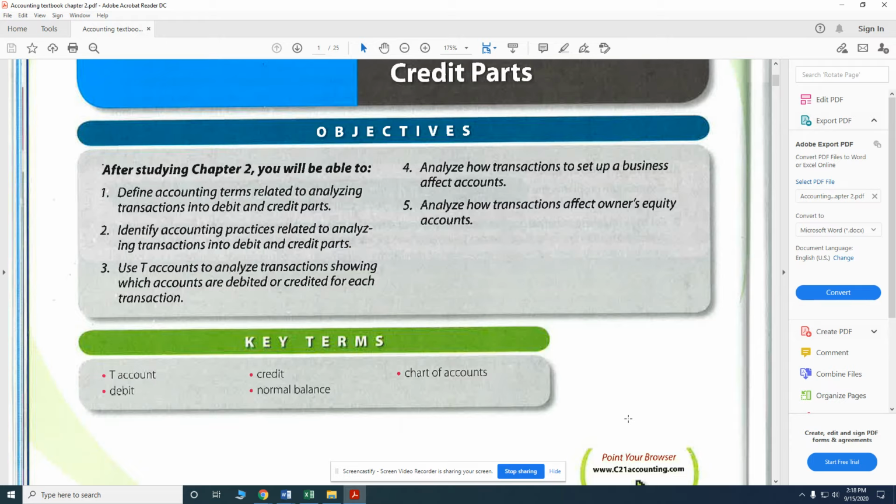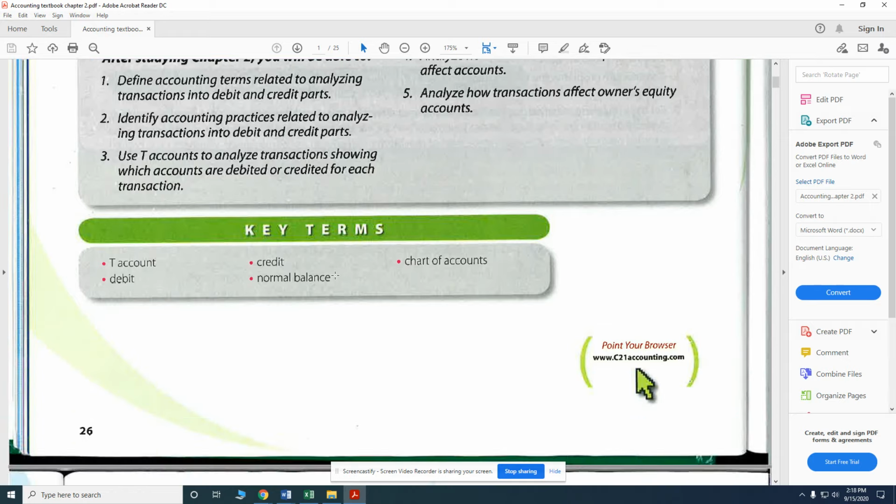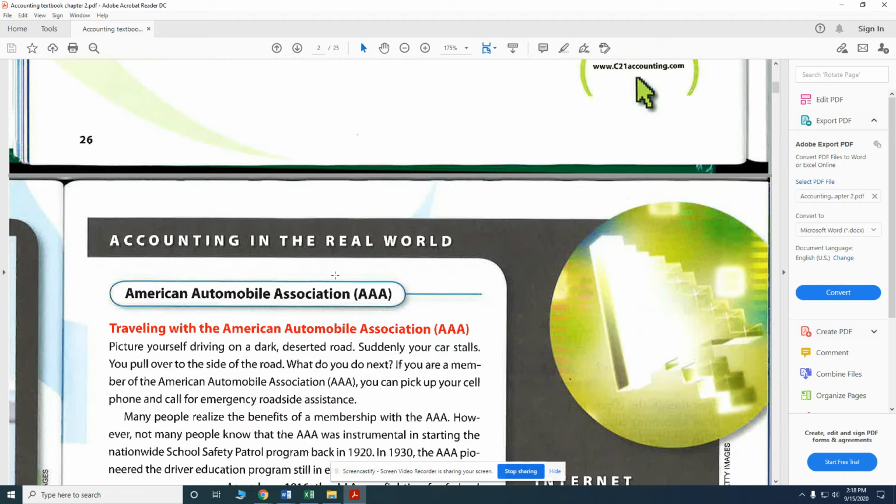Chapter 2. So we're going to continue with analyzing transactions. We're going to add debit and credit parts. So we look at those accounting practices using T accounts. So we're going to use debit and credit for each transaction, and again, how they affect accounts. Only 5 terms.